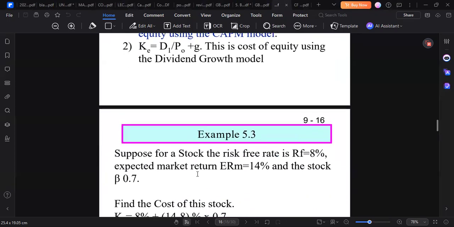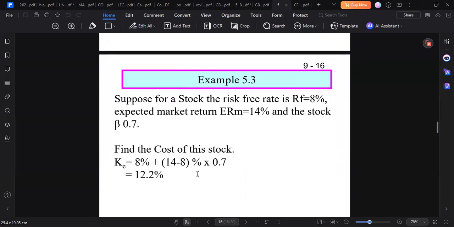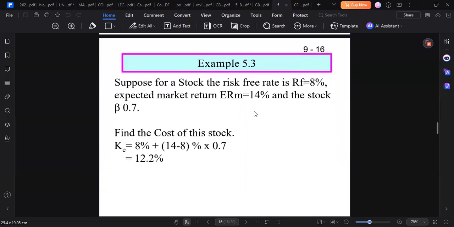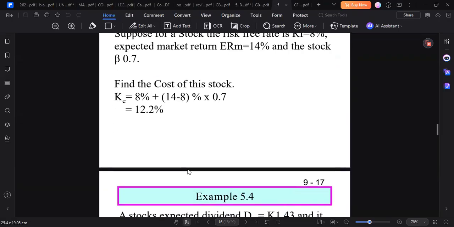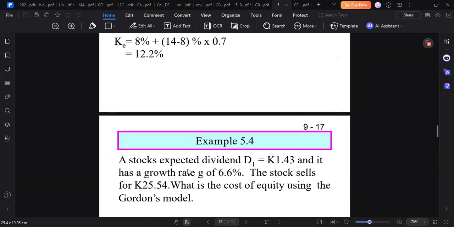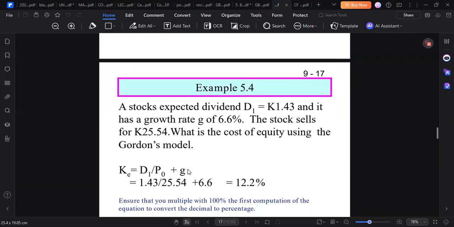So let's look at this example here. Suppose for a stock, the risk-free rate is what? 8%, the expected market return is 14%, and the stock beta is 0.7. So finding the cost of stock is risk-free rate 8% plus market return 14 minus 8% times the beta, which is 0.7. So here we get 12.2. This is what we call the CAPM model. You could also use the Gordon's model to get this 12.2.